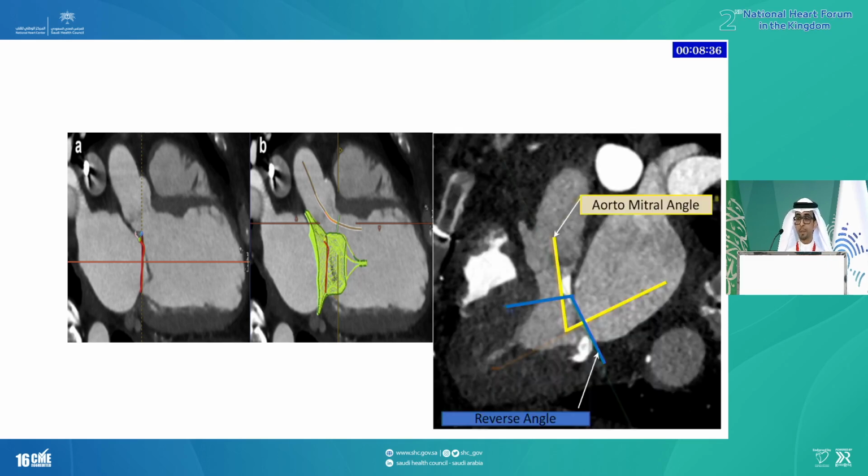You can also predict that by using the aortomitral angle, and this is done by drawing a line from the center of the aortic valve, another line from the center of the mitral valve, and measuring the angle between those two lines. If it is less than 90 degrees, the risk of obstruction of the LVOT is high.